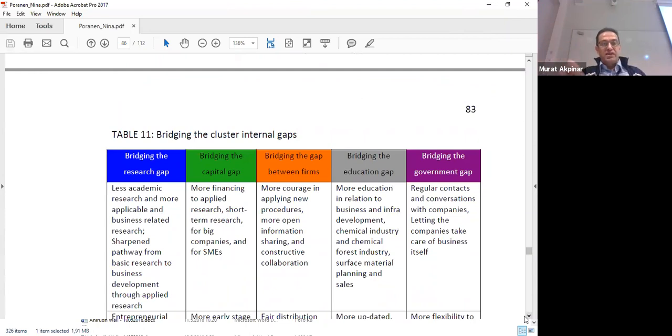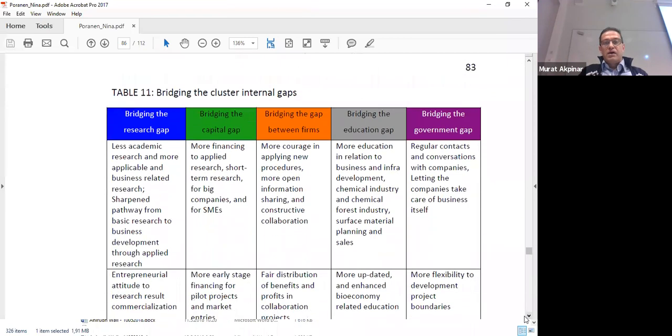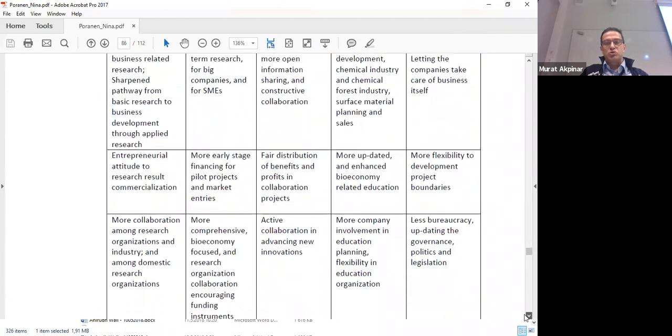The aim of qualitative research is to find out, okay, if we think about this, bridging the research gap, bridging the capital gap. So these are the gaps that were identified. So how do we bridge those gaps? So here in this table, when you go home, read this table very well. We find here what are the main problems and how we can solve those problems.